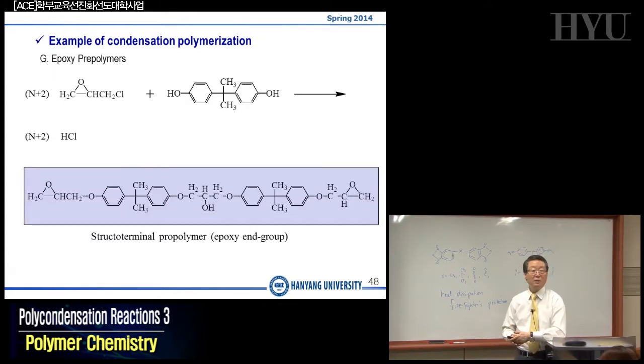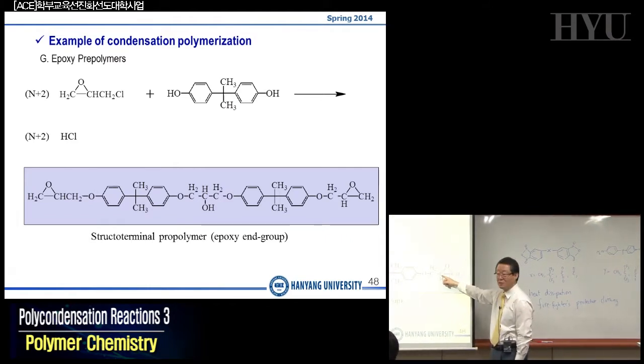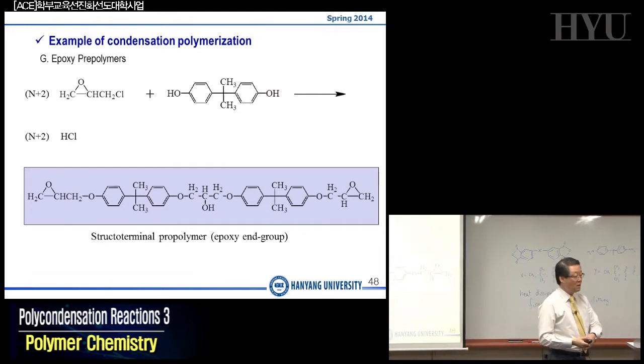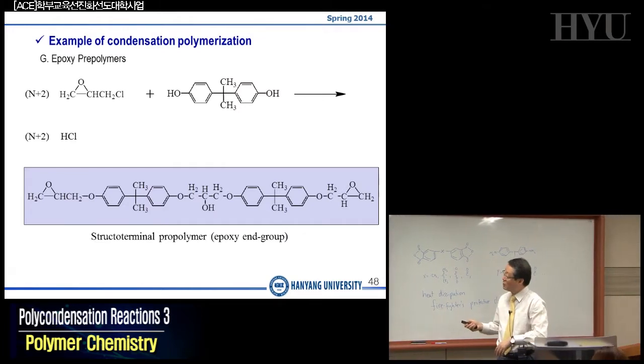Next example is the epoxy polymer. Now this three-membered ring is an epoxy. Three-membered ring is an epoxy. Here in this case, the three-membered ring.